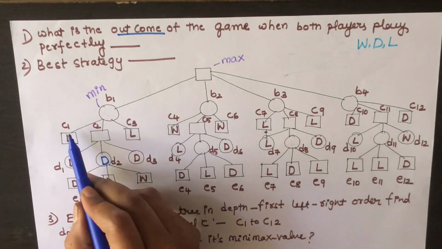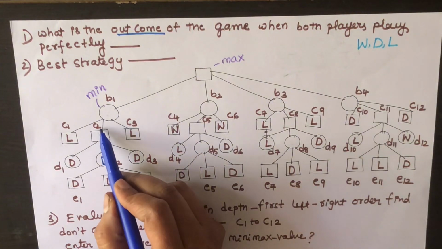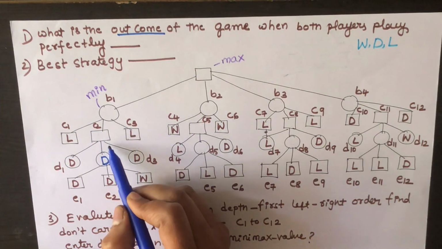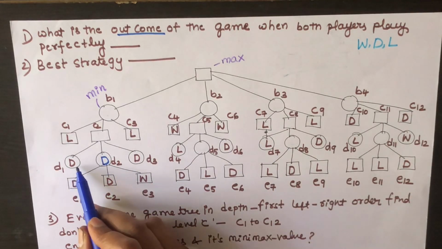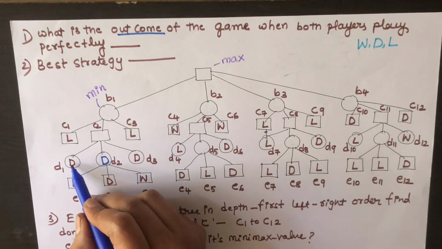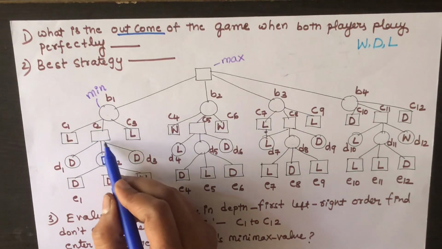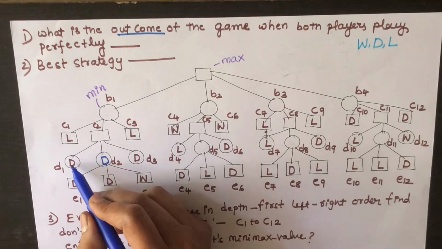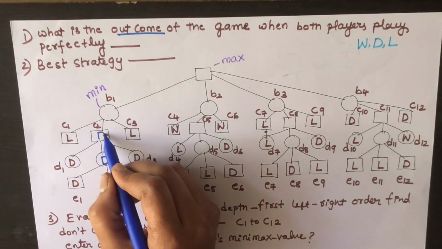Next C1, C2, C3. C2 is the max node. A max node always selects the maximum value. So all are D, draws are equal. It selects the first maximum value. Max nodes always select the leftmost value, the first maximum value, that is D1, and D.